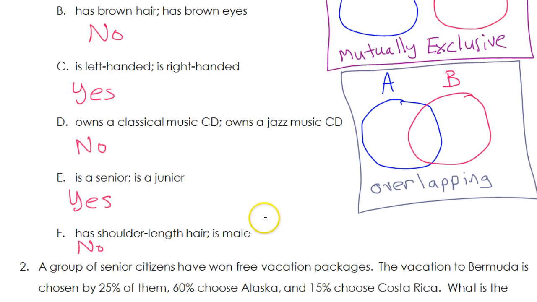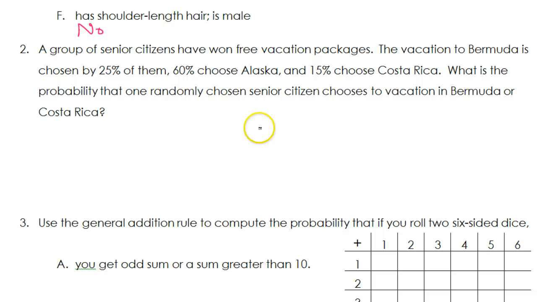Anyways, let's look at number 2. A group of senior citizens have won free vacation packages. The vacation to Bermuda is chosen by 25% of them. 60% choose Alaska. 15% choose Costa Rica. What is the probability that one randomly chosen senior citizen chooses to vacation in Bermuda or Costa Rica?